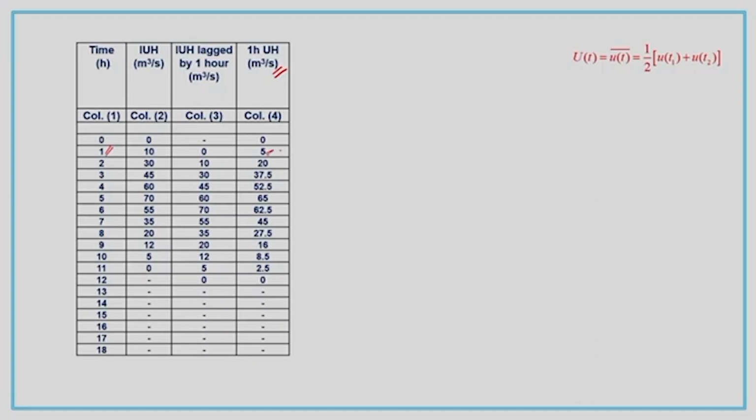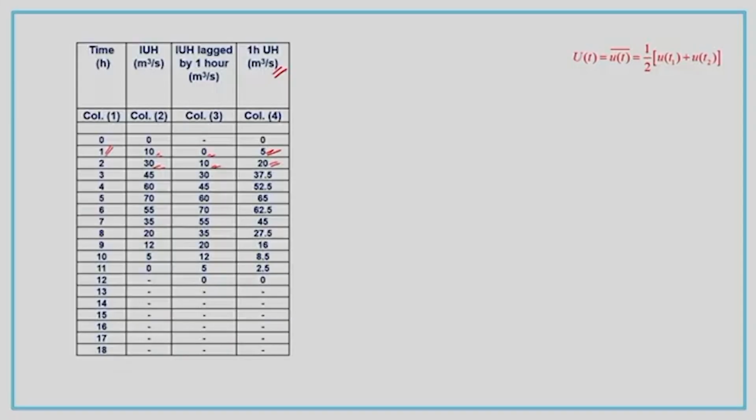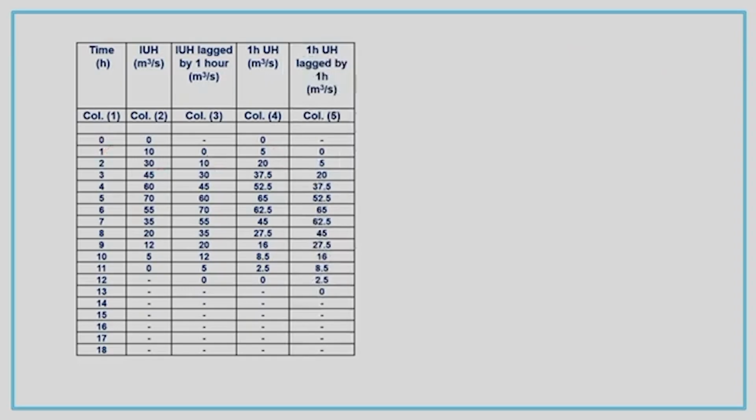We will come to the second entry, that is 10 plus 0 by 2 is 5, 30 plus 10, 40 divided by 2, 20. So, that way we are proceeding till the end comes, and that way we got the 1 hour unit hydrograph. Once 1 hour unit hydrograph is obtained, we can move ahead for the computation of 3 hour unit hydrograph by making use of any of the principles. Here we are going to make use of principle of superposition.